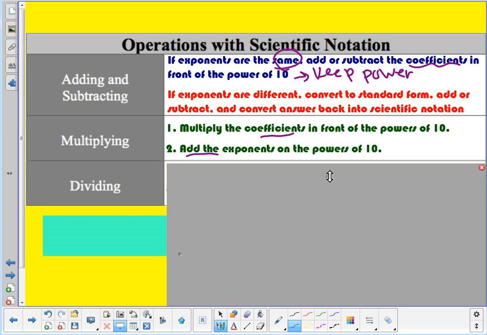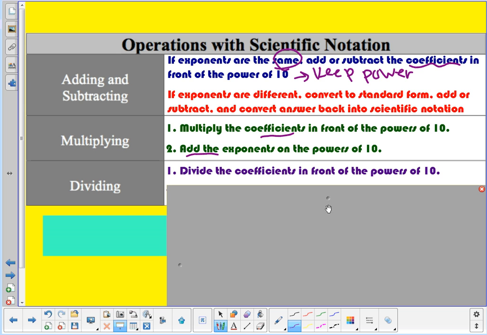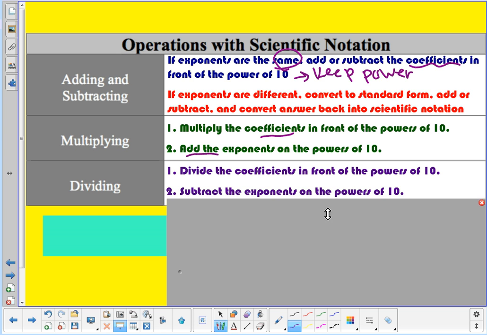That's where that add the exponents theory comes from. And dividing is very similar. Divide the coefficients out front of the powers of 10, and then with division we want to subtract the exponents. So subtract your exponents, because again, when we divide powers, we subtract their exponents. That's another rule that we learned back in Unit 3. So you're going to be using those a lot today.